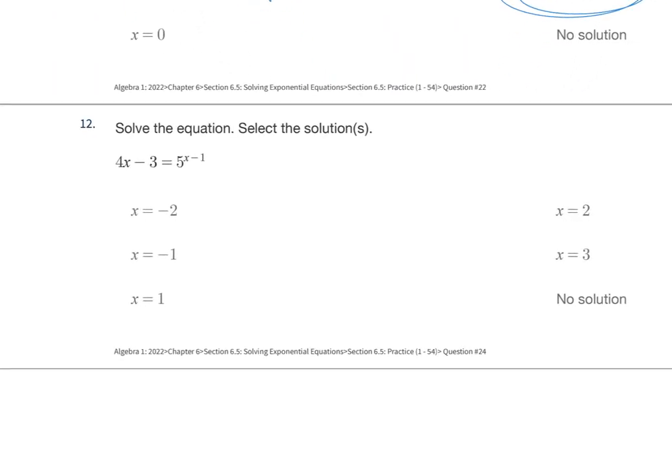Next one, solve the equation, select the solution. Same thing. We're going to take this piece, y equals 4x minus 3. We're going to take this piece, y equals 5 to the x minus 1 power. We're going to graph them both.